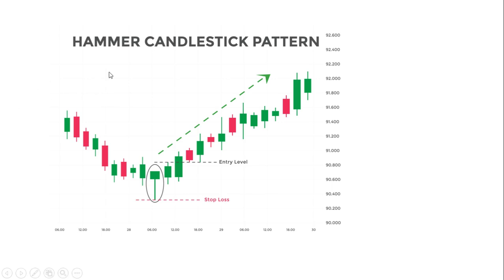So you can see this is also a hammer candlestick pattern. You can see this was in a downtrend. Why was it in a downtrend? Because it has been opening and closing below the body of the previous candle until it got to this point.